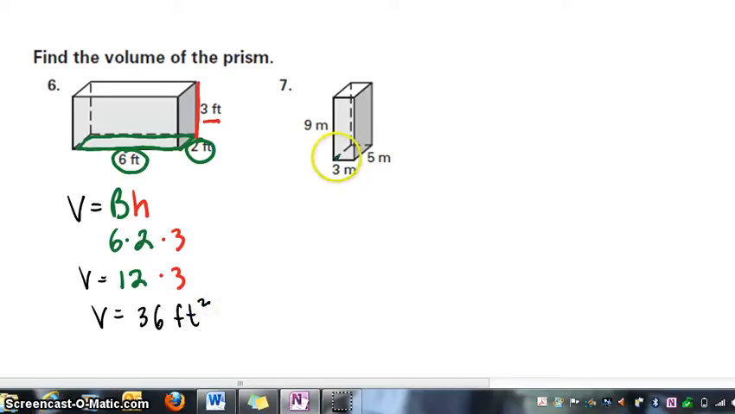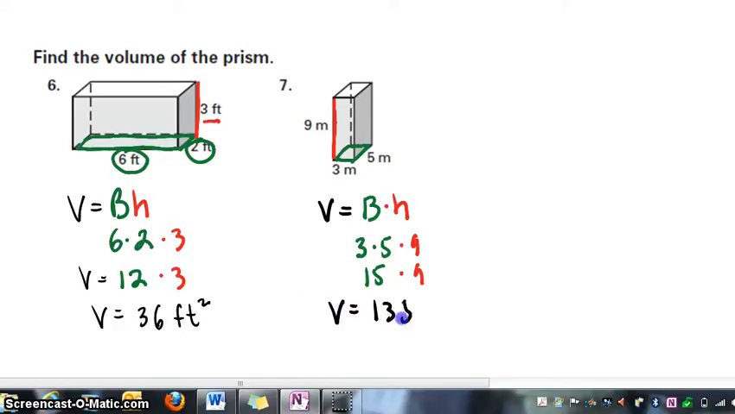In the next prism, again it's a rectangular prism. Here's our base, 5 by 3, and our prism is 9 meters tall. Volume equals area of the base times height of the prism. Our base area is 3 by 5, or 15, and times 9, and 15 times 9 is equal to 135, so 135 meters cubed.